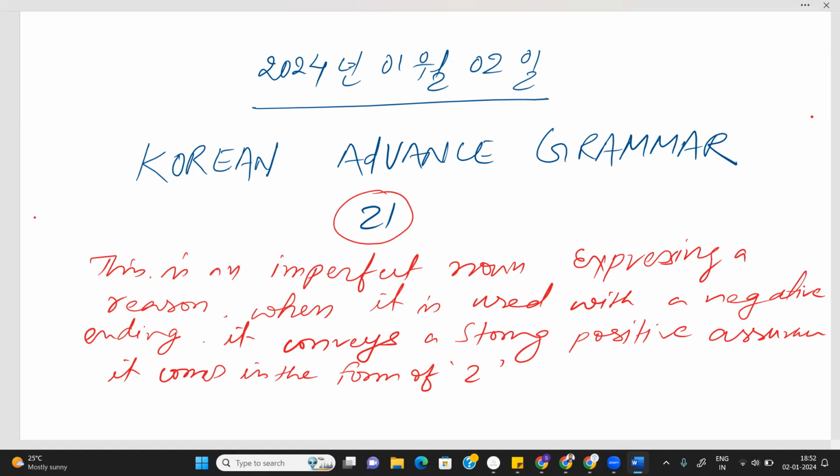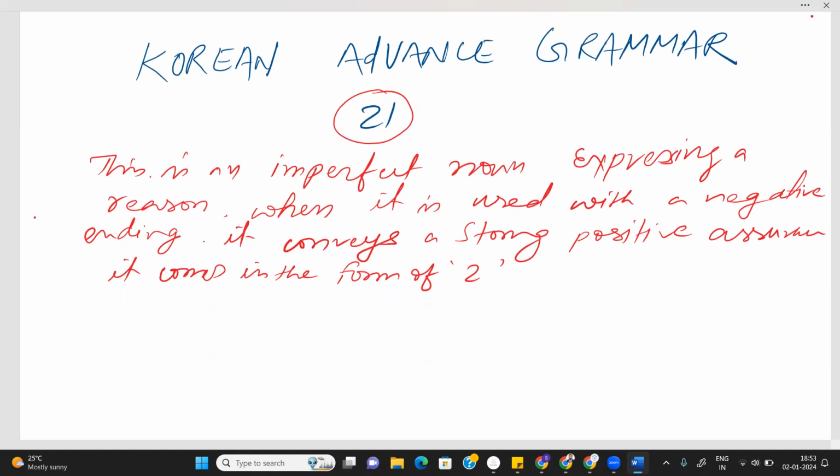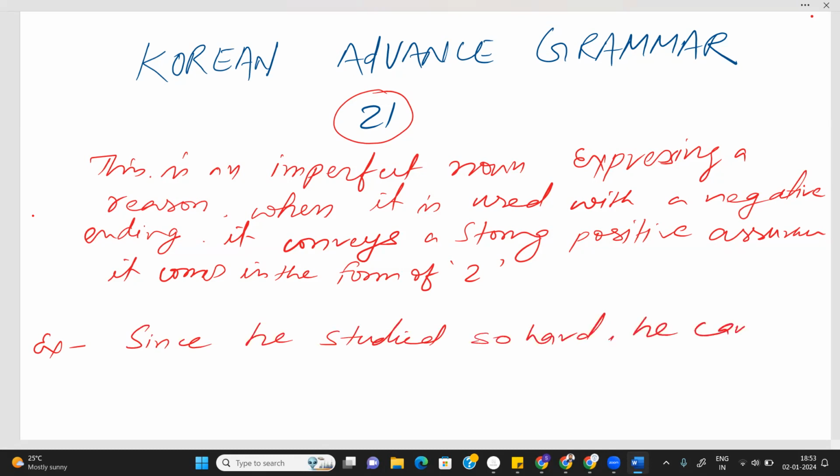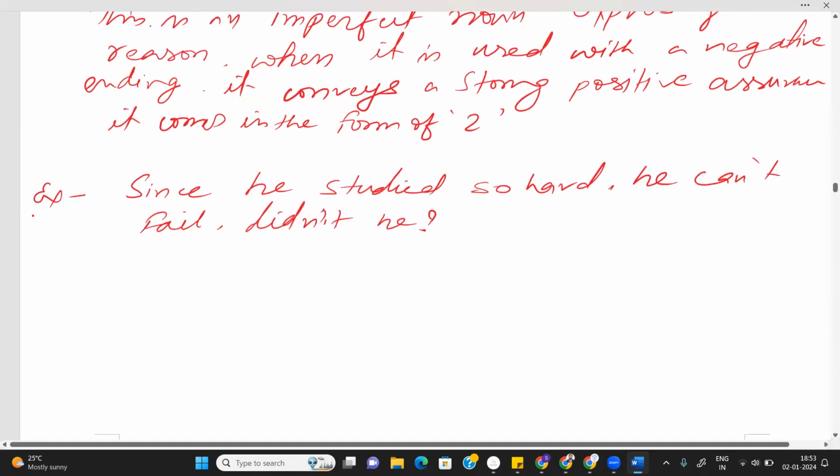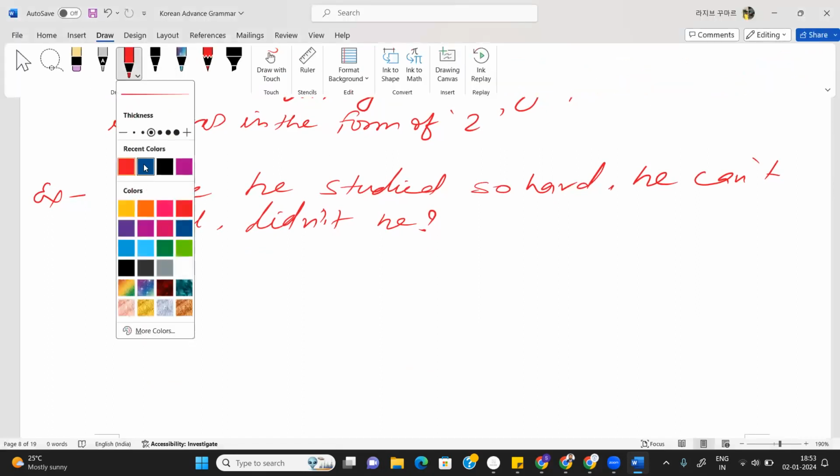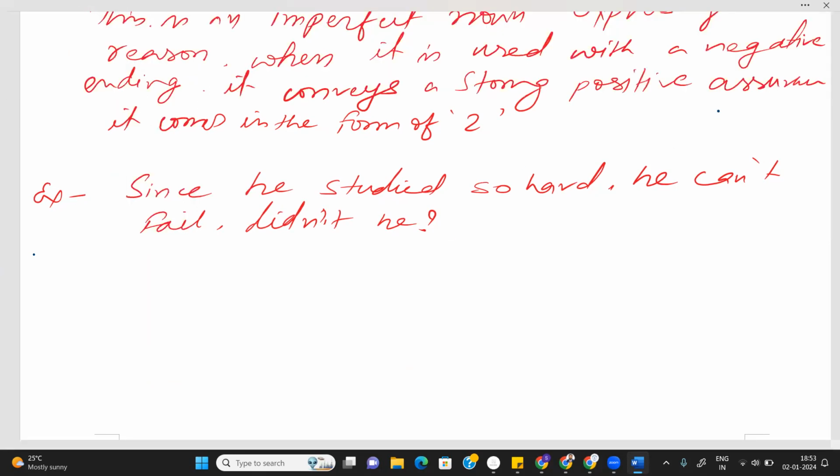Let's see how we use this pattern in Korean, making Korean sentences. First example: Since he studied so hard, he can't fail, can he? How would you write this sentence in Korean? Let me answer you.